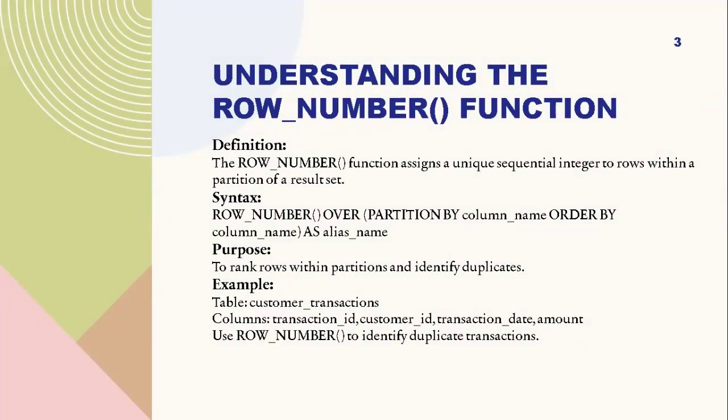The ROW_NUMBER function assigns a unique sequential integer to each row within a partition of a result set. This is incredibly useful for identifying and removing duplicates while retaining one unique record. So we can see the syntax. We use the OVER and PARTITION BY commands in the ROW_NUMBER syntax, and the purpose is to rank rows within a partition and identify duplicates.